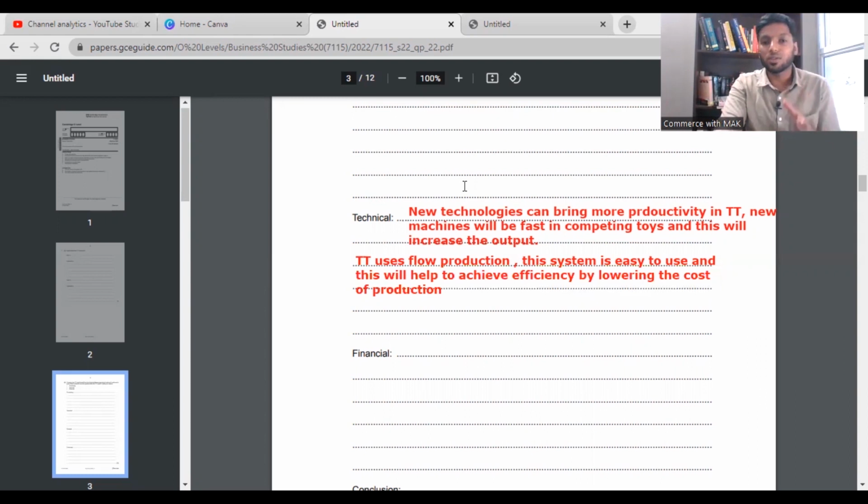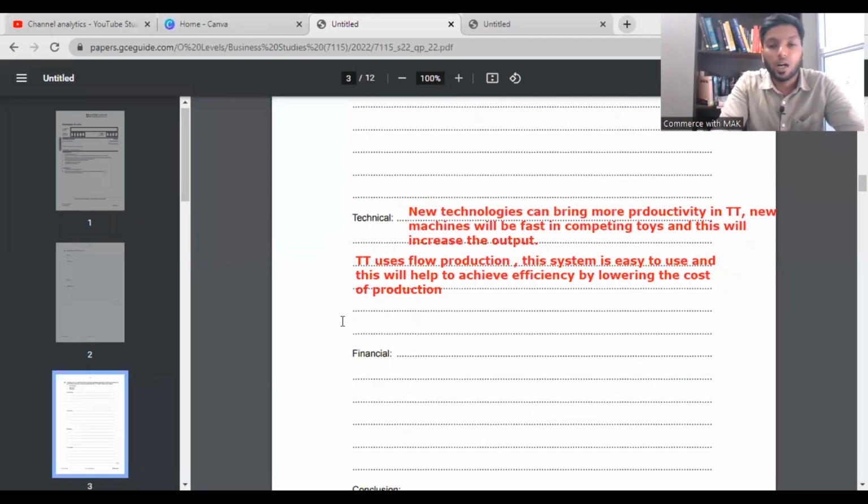But before we move on, you just need to know technology. New technologies can bring more productivity in TT. New machines will be fast in completing toys, and this will increase the output. TT uses flow production. The system is easy to use, and this will help to achieve efficiency by lowering the cost of production. So we move on to the next part now.